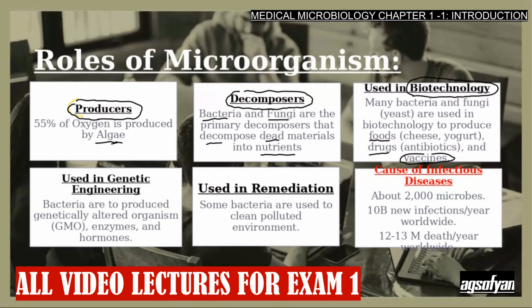The fourth beneficial role is many microorganisms, especially bacteria, are used for creating or altering the genes of other organisms. And the organism that is altered is called a GMO, genetically modified organism. They can also be used to create new cells, cells that alter their genes to produce enzymes or hormones like insulin.